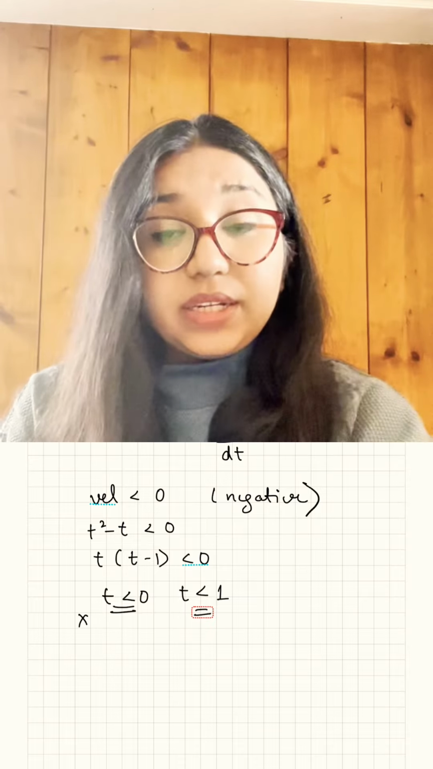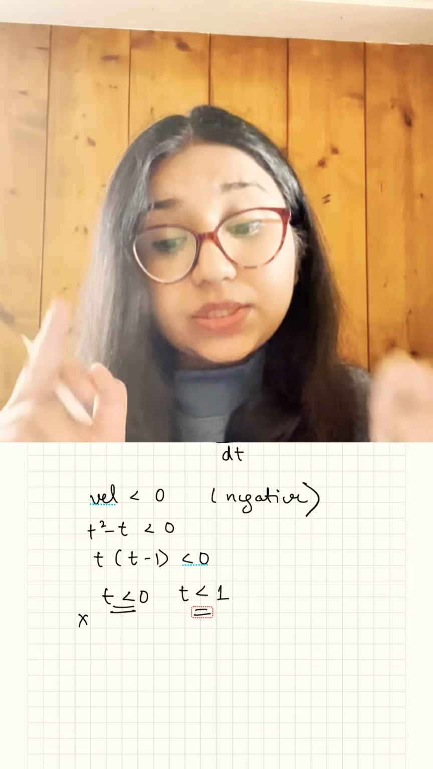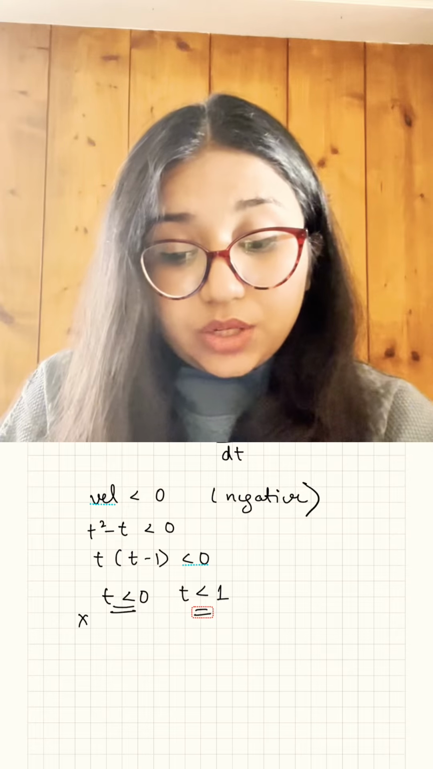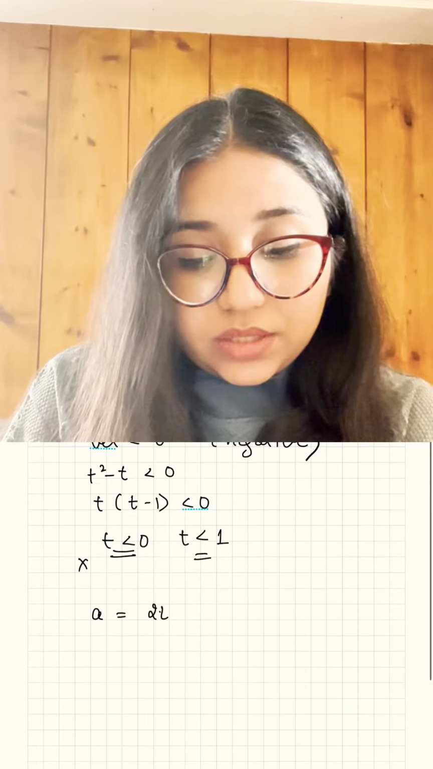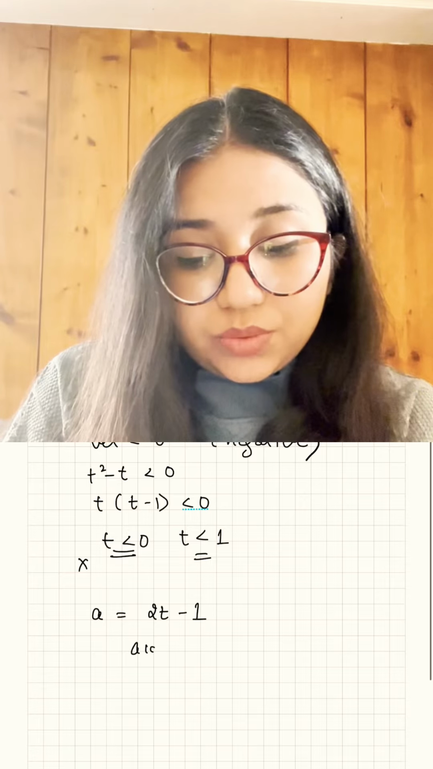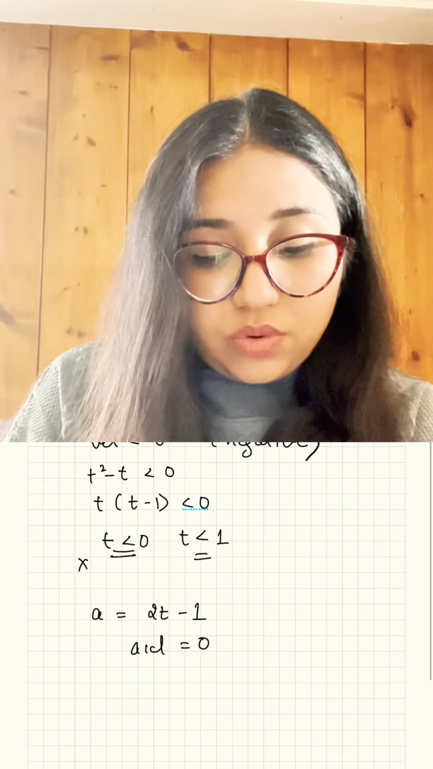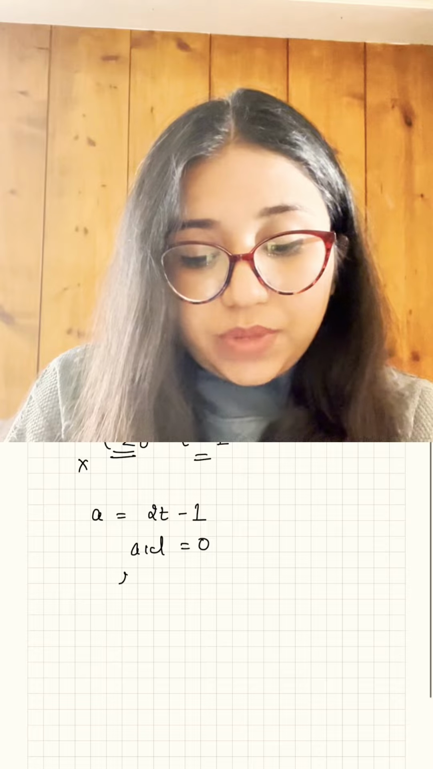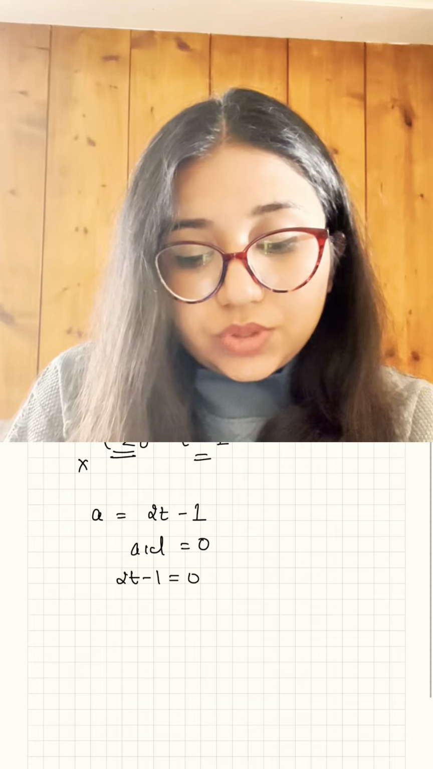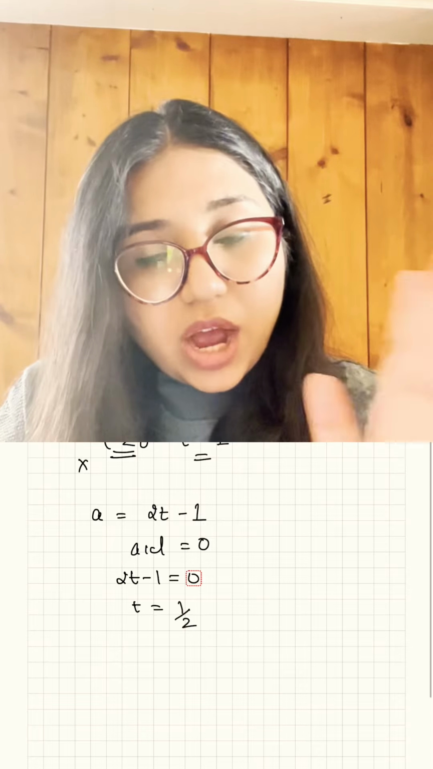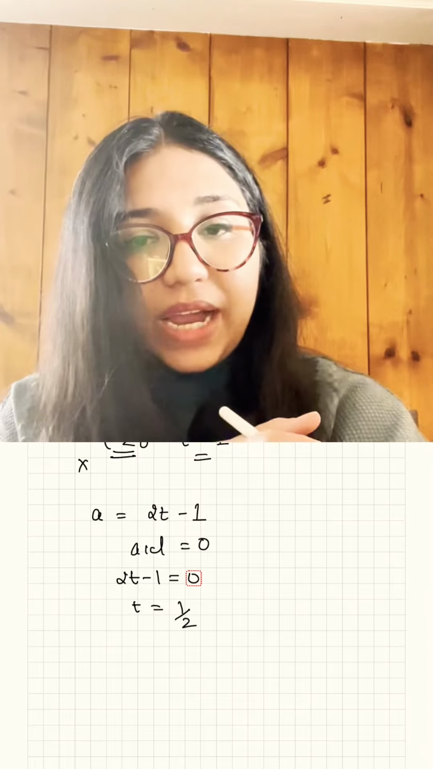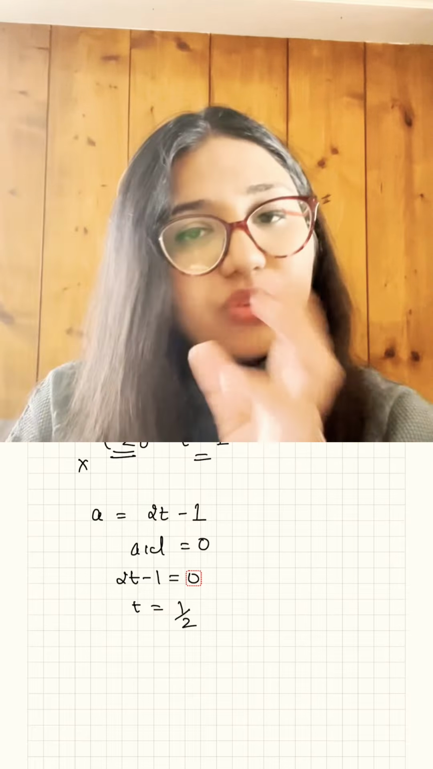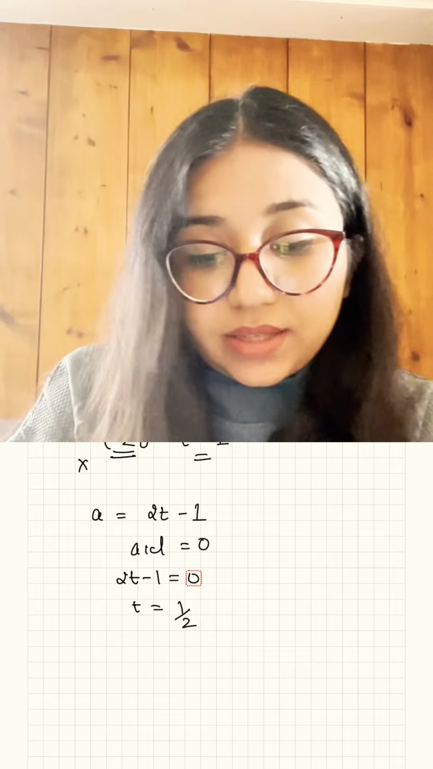Now we have to find the time interval in which acceleration is positive, for t less than or equal to 1. So acceleration is 2t minus 1. Put acceleration equal to 0, so you have 2t minus 1 equals 0. So t is equal to half. Now half is the point where acceleration is 0. Before that you have deceleration, and after that you have acceleration. So we have to find that.